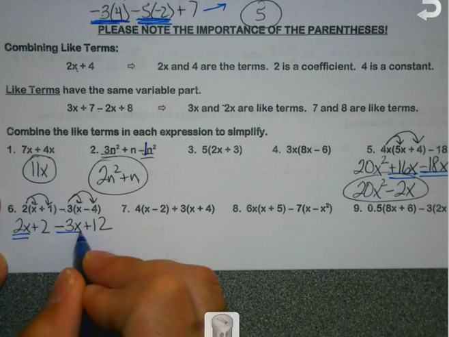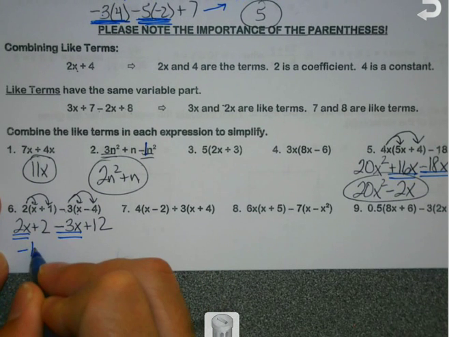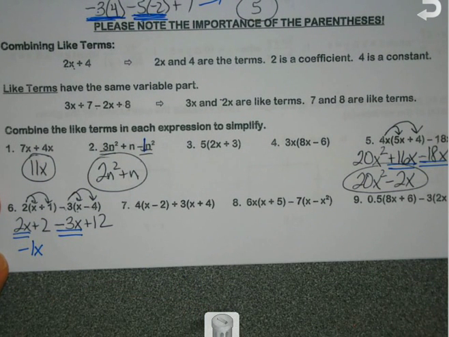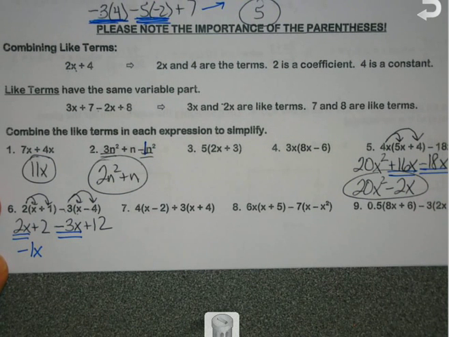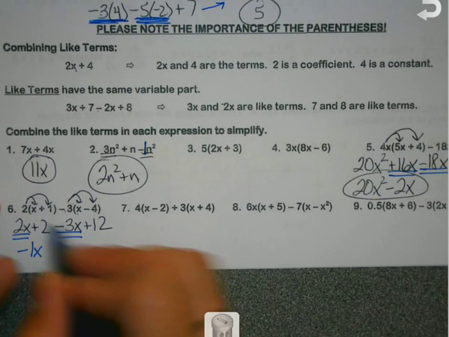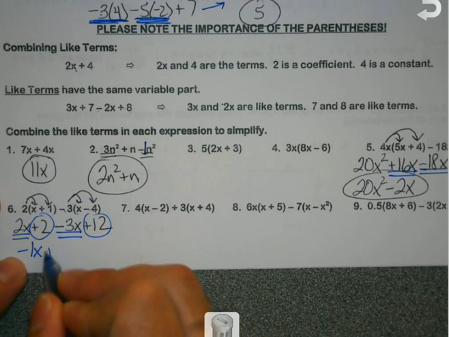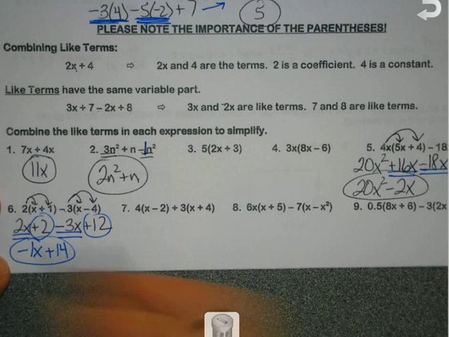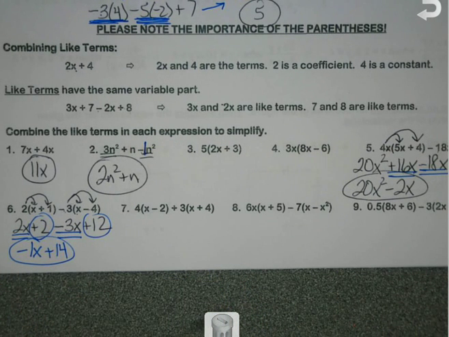And then just go back and look for the like terms. But again, now we're adding and subtracting, so we don't mess with the exponents like we did back here when we were distributing and doing x times x. And then 2 plus 12 is 14. Keep life simple.